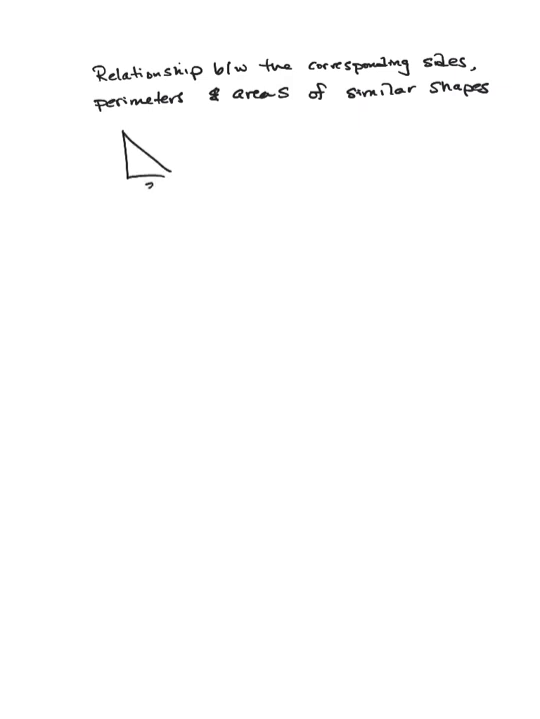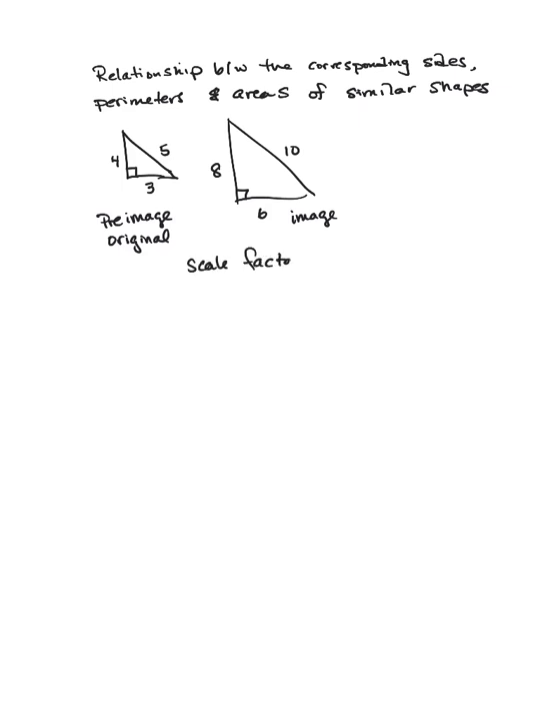So let's say you have a 3, 4, 5 right triangle. And let's say you double the sides, and you have 6, 8, 10. So if we look at the ratio of the sides from, we'll call this the pre-image, okay, this is the image. The pre-image is also known as the original, right? So the scale factor is image over original. IO, it's an Italian job, remember?